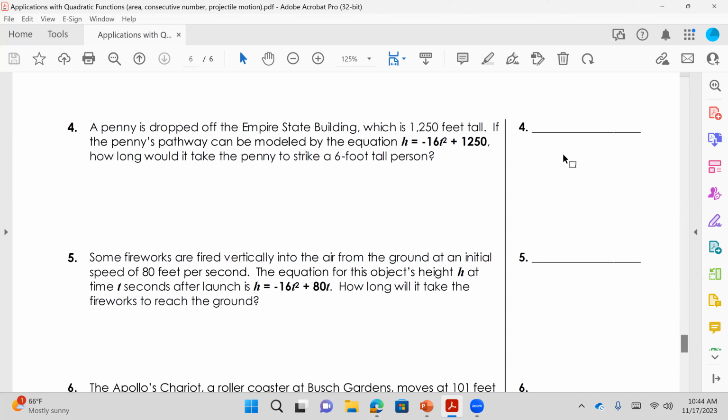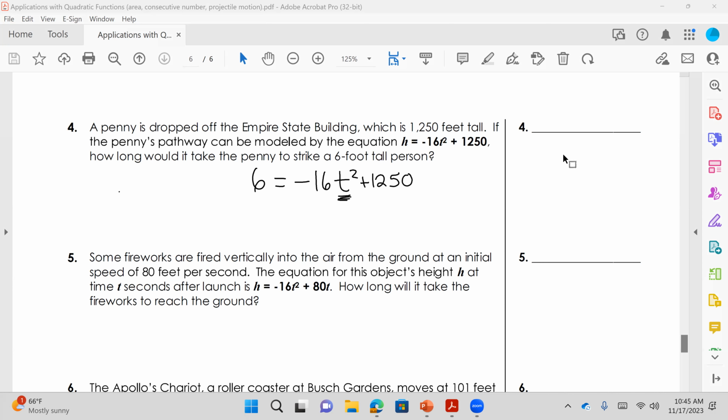All right, so what did you guys do? This is the equation. Negative 16t squared plus 1,250. And the height that we want to know about is at 6 feet off the ground, correct? So for h, I'm going to put a 6. We want to know what is the time whenever the height of the penny is at 6 feet tall from the ground. Does that make sense? Okay, so let's go ahead and solve this.